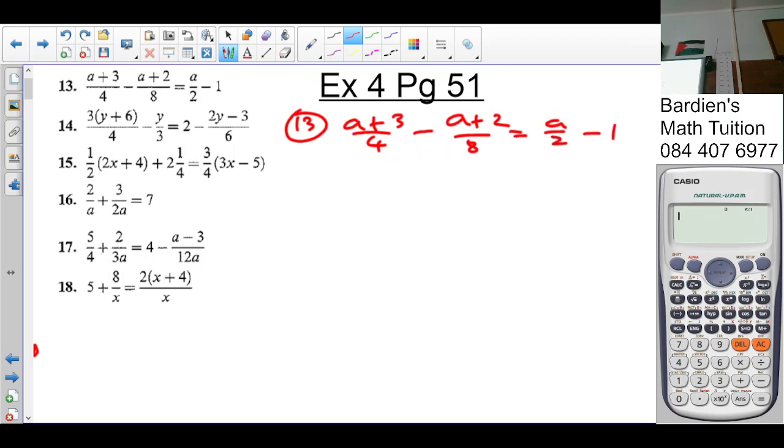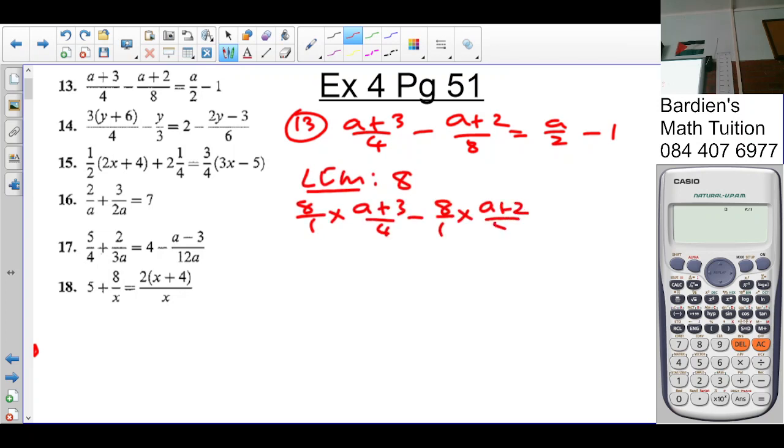What's the LCM? 8, right? So 8 over 1 times a plus 3 over 4 minus 8 over 1 times a plus 2 over 8 equals 8 over 1 times a over 2 minus 8 over 1 times 1.